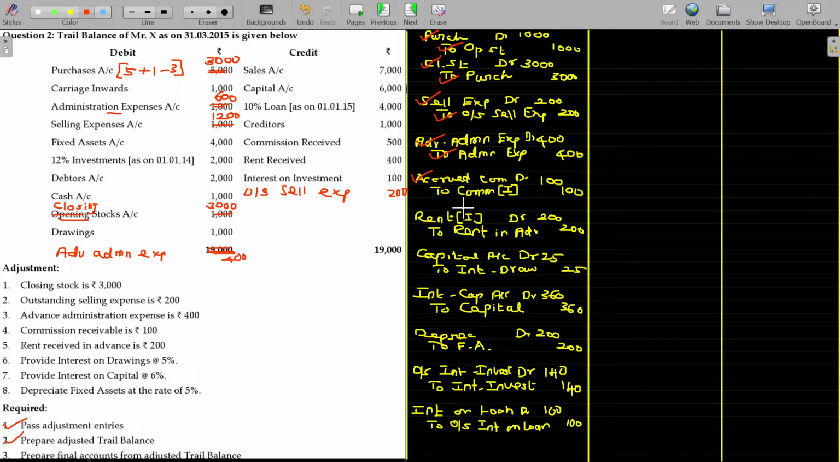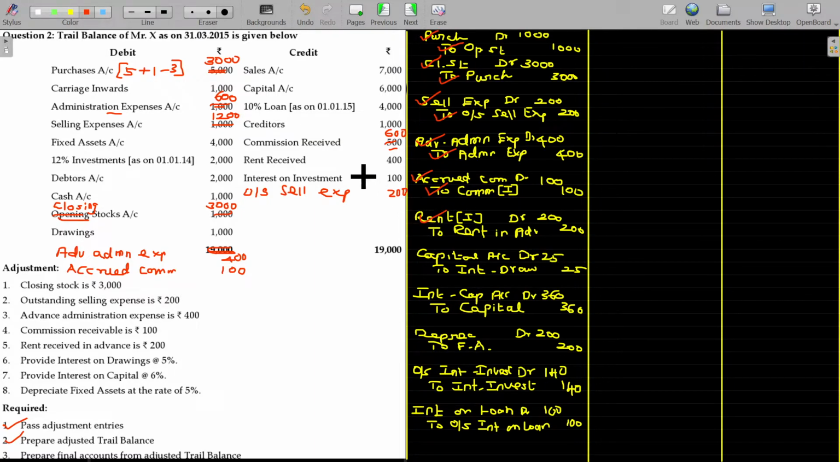Accrued commission. So commission accrued, a new account, now comes in the debit side. Accrued commission, this value being 100. Commission income in the credit side. Already we have commission received 500 rupees. With that, another 100 rupees is supposed to be added. After this, the commission becomes 600.